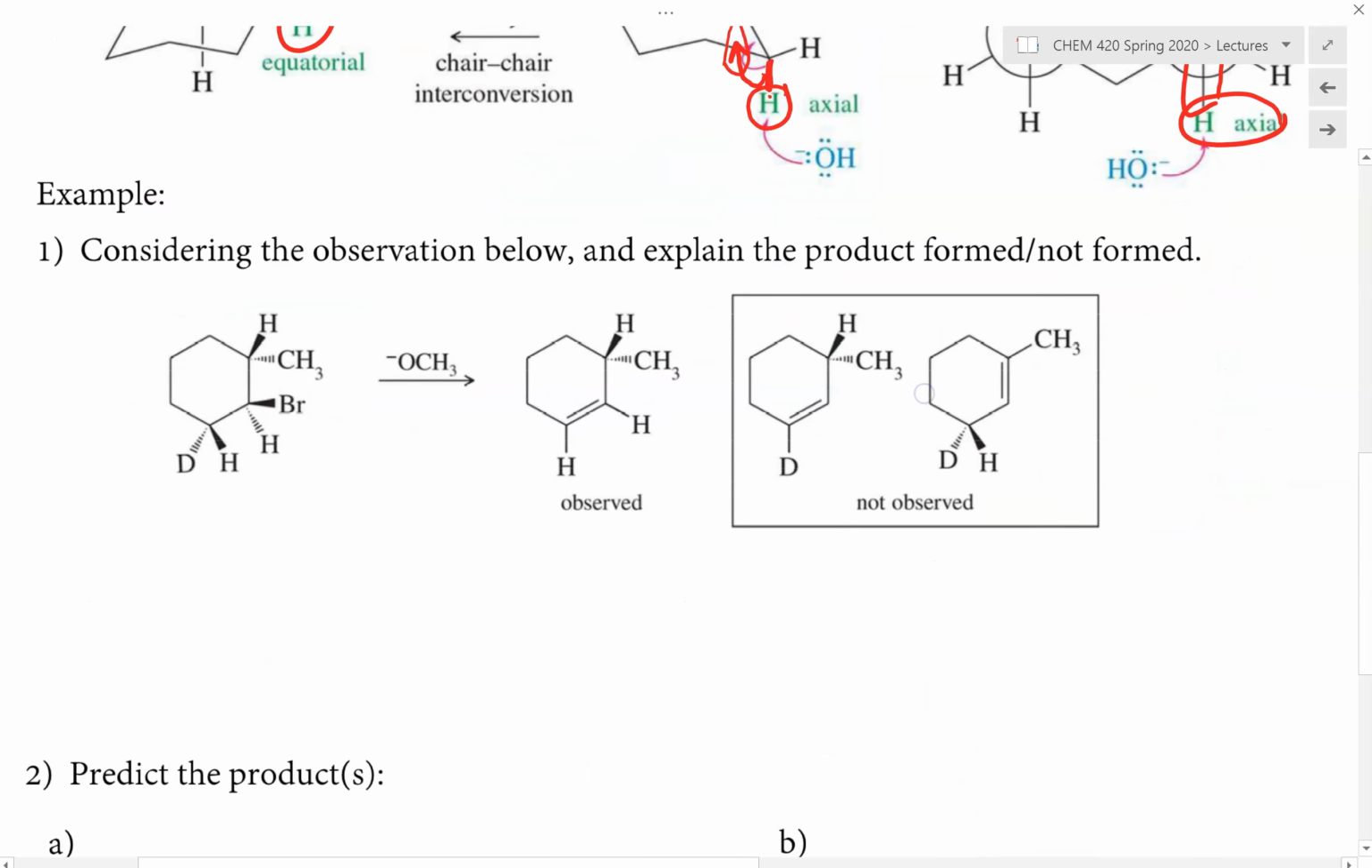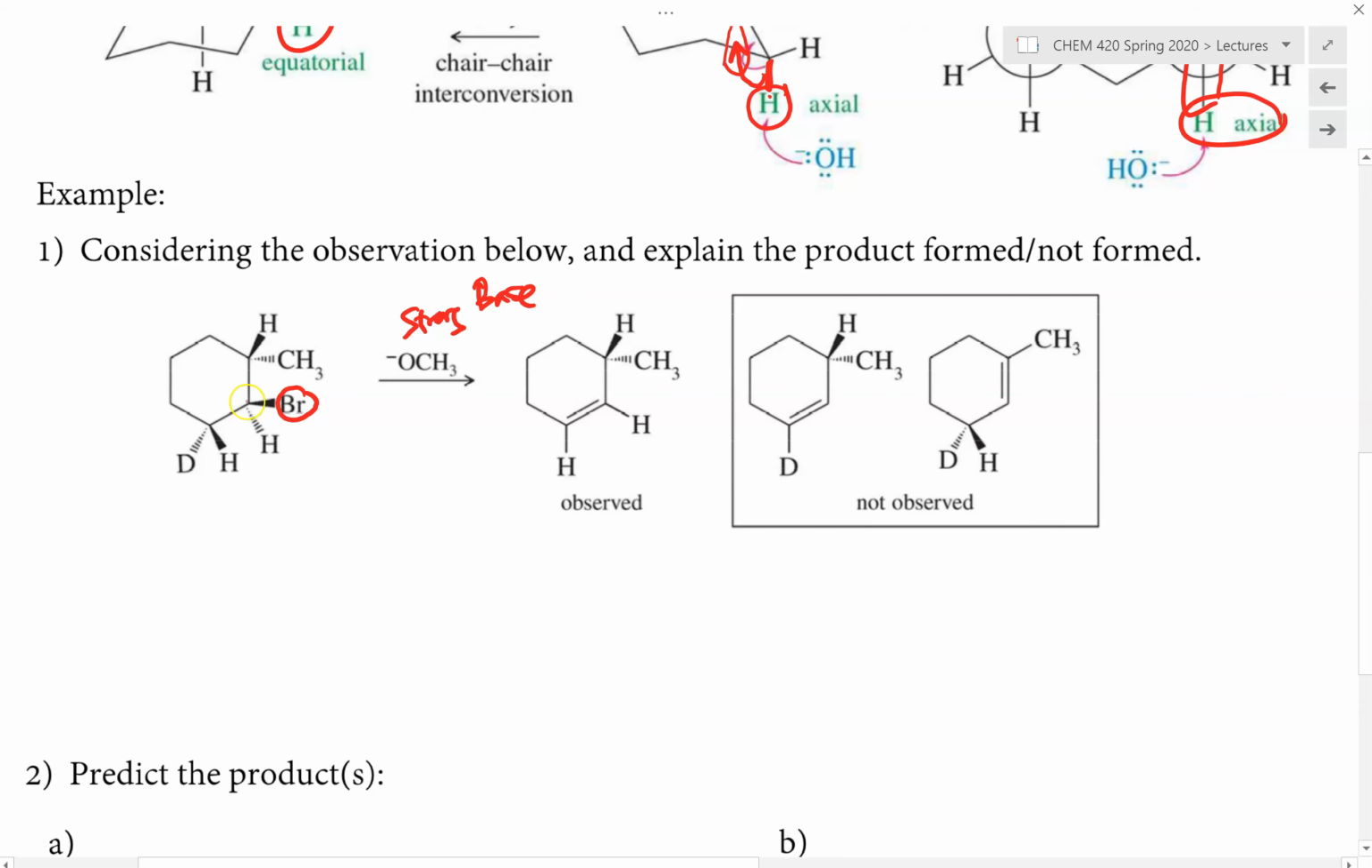Here is an example right here. So consider the following observation. Explain why some products get formed and some products do not get formed. So in this case, we have this cyclohexane, and here is our leaving group. And we take this and react it with a strong base, which is in perfect condition to undergo the E2 reaction.